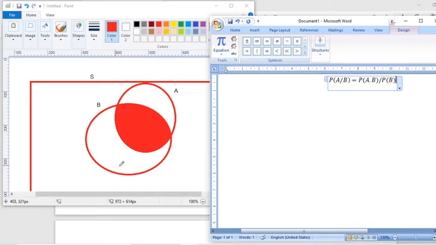So we are considering B as the sample space, or B as the whole region for this shaded region. Inside this B, what is the probability of A, or what is the probability of this shaded region inside B? So that is the idea.